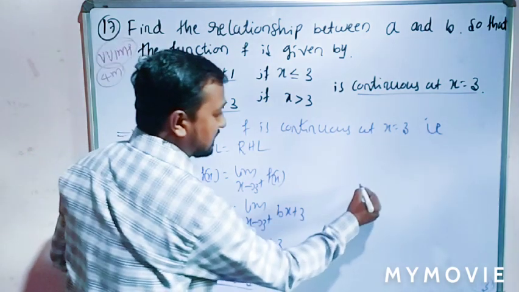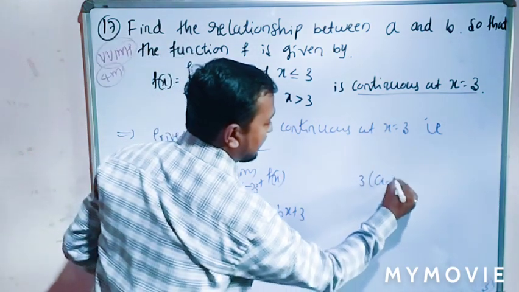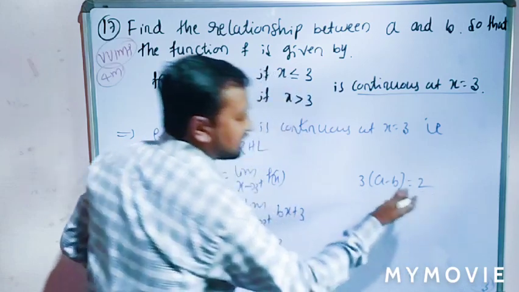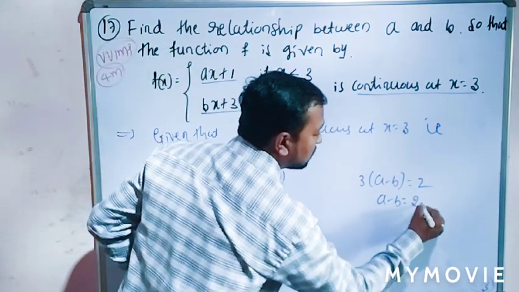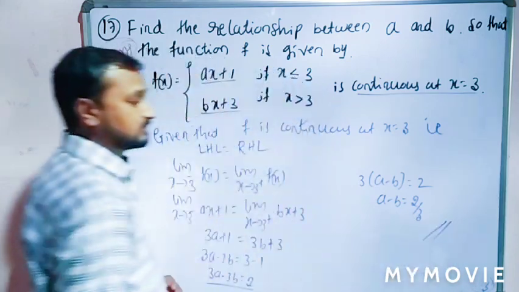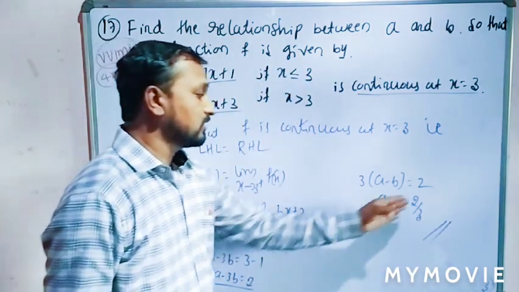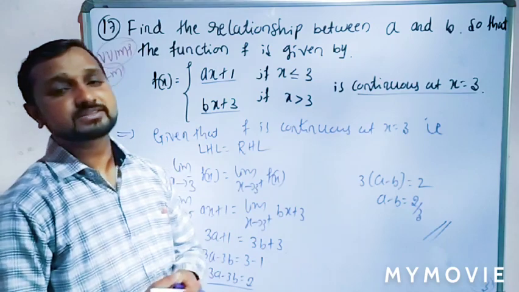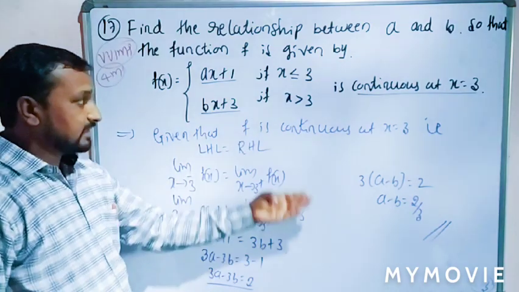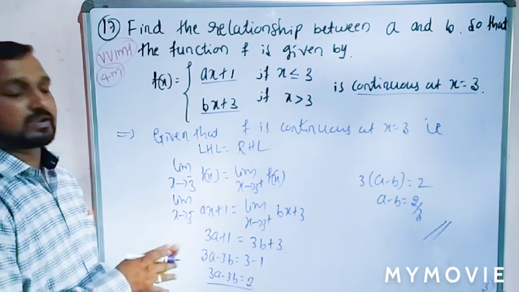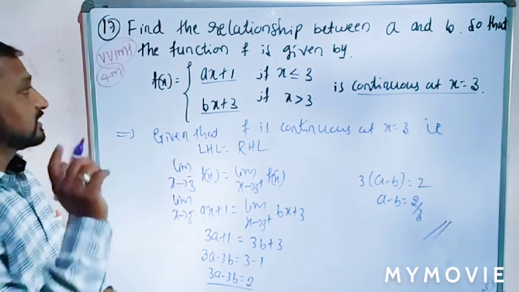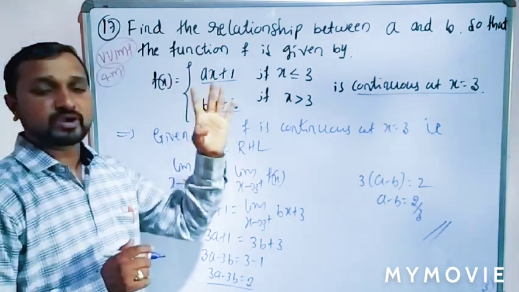Or we can take 3 as common, so a minus b is equal to 2 by 3. This is also a relation. Or a equal to 2 by 3 plus b is also a relation. So this is the relation between a and b, not the values of a and b. Very easy example, and this is a 4 mark, very important question.